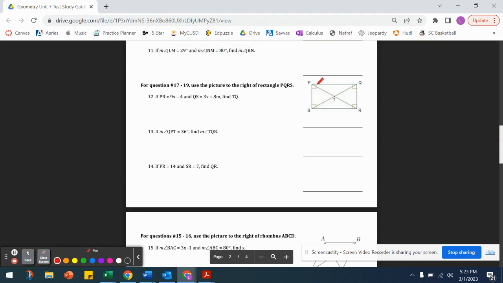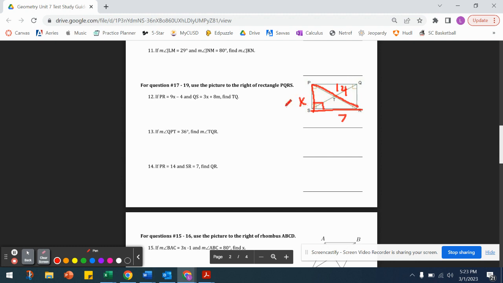PR, the whole thing, is 14. So this whole thing here is 14. And it says that SR, this whole thing right here, is 7. And we want to figure out what QR is. Well, again, if I see here, this is a right angle, and this is an X.